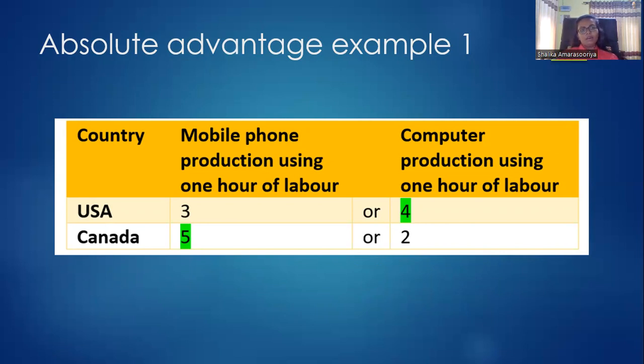Okay, we assume that both Canada and USA can produce mobile phones and computers using labor. So we check within one labor hour how many mobile phones and how many computers can be produced for those countries.